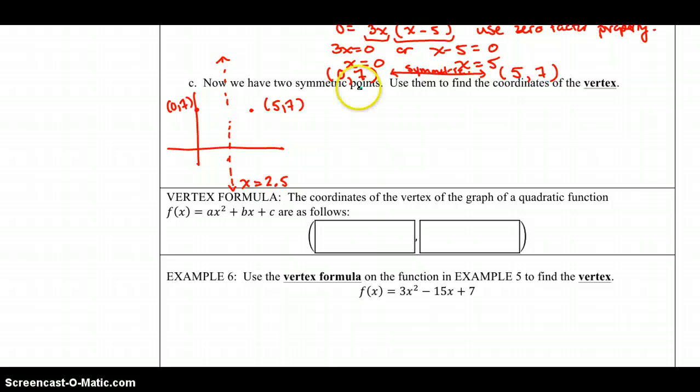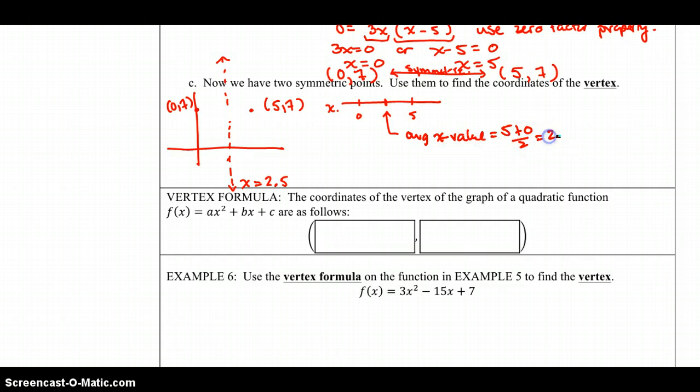So again, if we did our axis here, we had one point at 0. This is our x-axis. And we had another point over here at 5. To get this x-coordinate, we use the average x value. So it was 5 plus 0 over 2, which gave us our 2.5. And then to get the y-coordinate, we need to know the output when the input is 2.5. So we're going to evaluate the function for an input of 2.5.